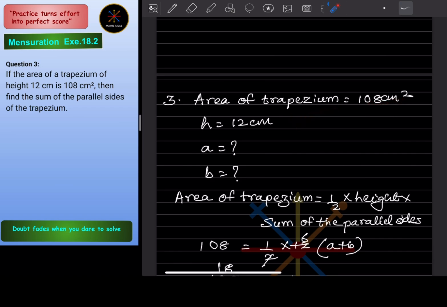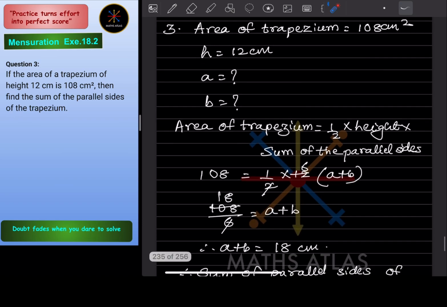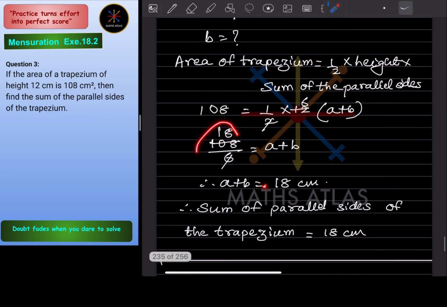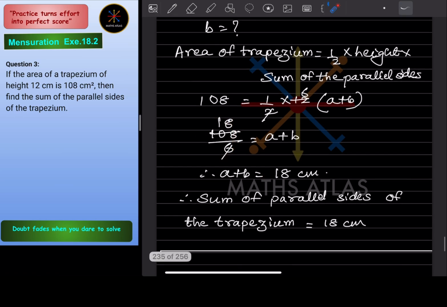H is 12 centimeter, and we don't know the sum of parallel sides, A plus B. So again the same formula: area is given as 108, half into height, into sum of parallel sides, that is A plus B, we can write here. So this is going to be 6, this will go in the denominator, and A plus B will be 18 centimeter. So we can say the sum of parallel sides of the trapezium is 18 centimeter.